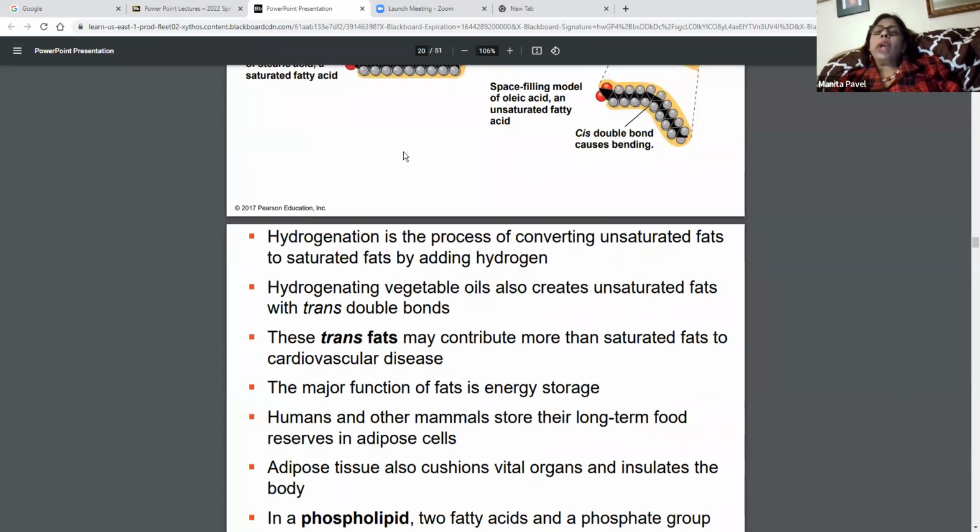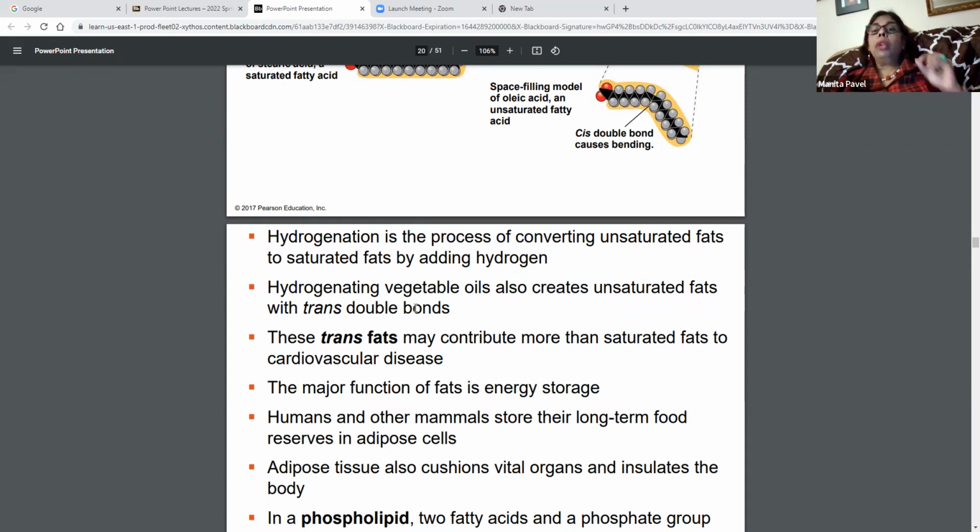So we talk about hydrogenation. What is hydrogenation? It comes from the word hydrogen. Now we don't want too many hydrogen bonds, because remember, although hydrogen bonds are weak bonds, in saturated fats you have a tremendous, maximum number of hydrogen bonds. So they're difficult to break down. Hydrogenation is the process of converting your unsaturated fatty acids into saturated fatty acids because you keep on adding hydrogen atoms.